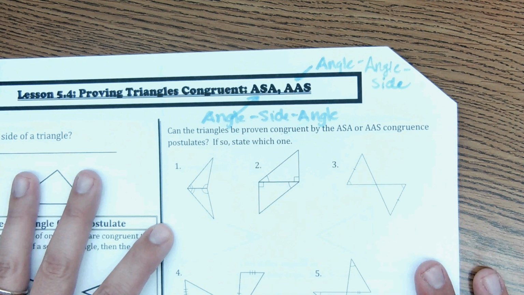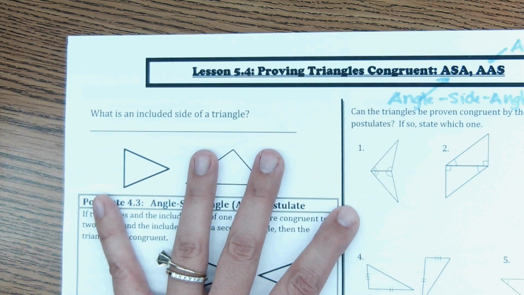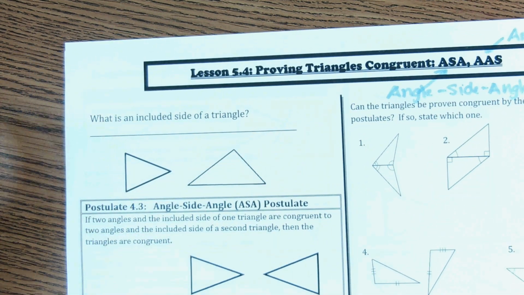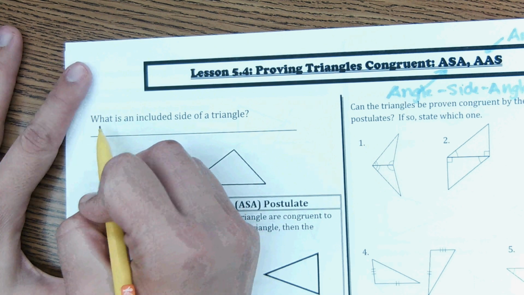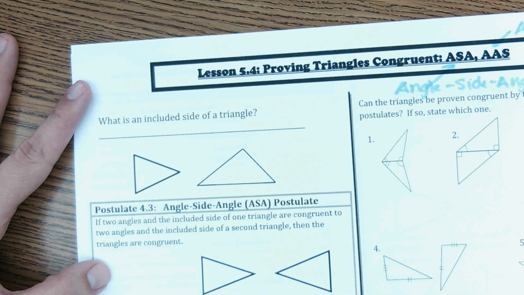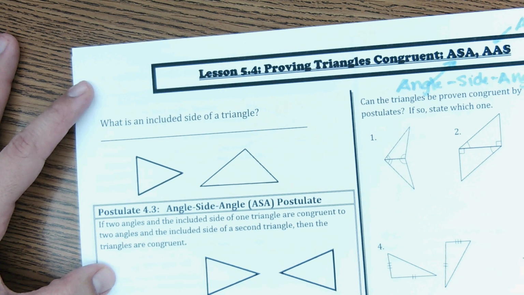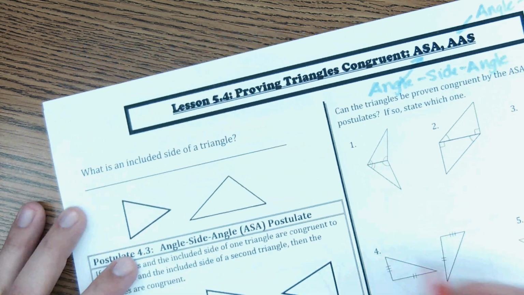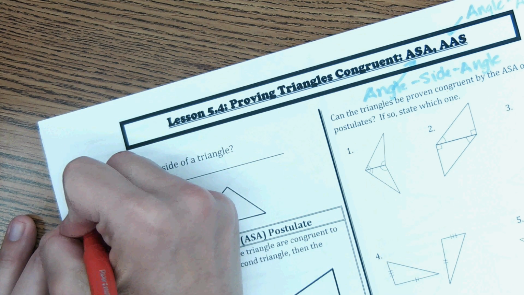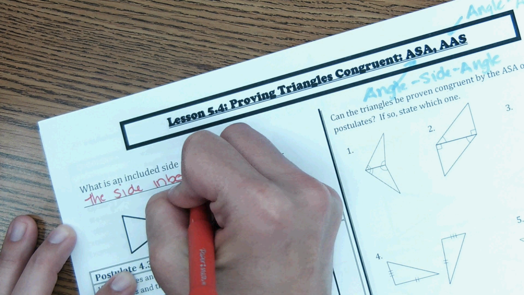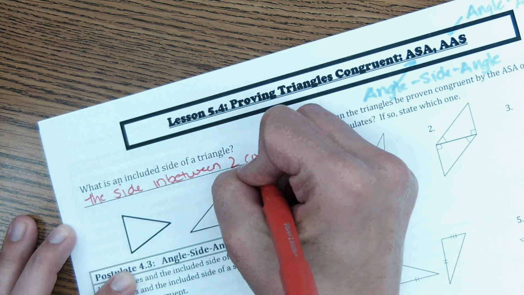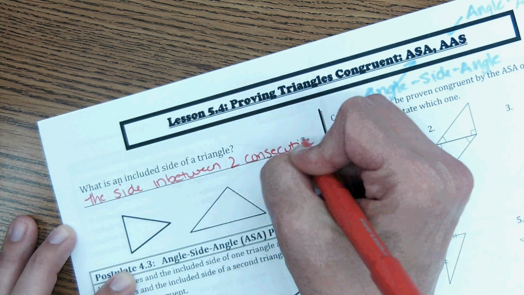Okay, ready? Okay, so I've been mentioning the word included. We saw an included angle in the last example, but what is an included side of a triangle? It's the side in between two consecutive angles. So an included side is the side in between two consecutive angles.